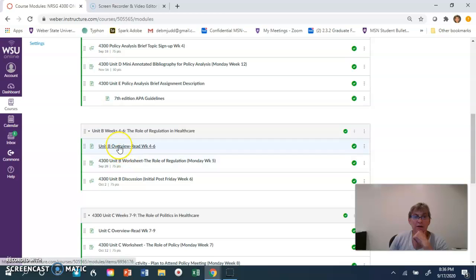Moving on here, you can see that in each unit we have an overview and then the different discussions or worksheets that you'll be doing. And as you can see for each unit, there's typically a discussion and a worksheet.